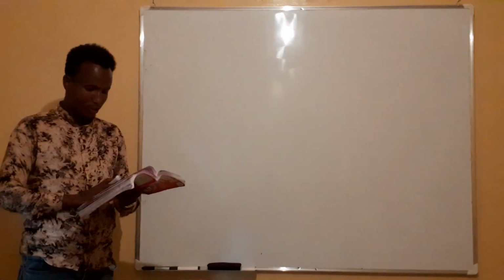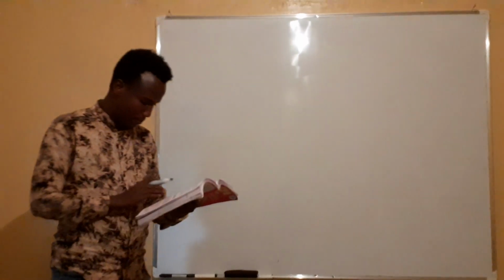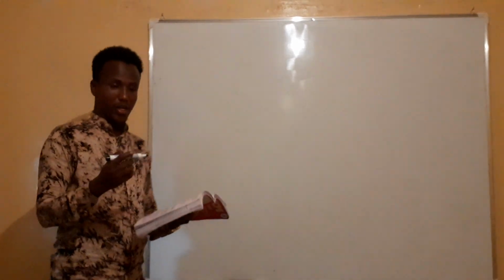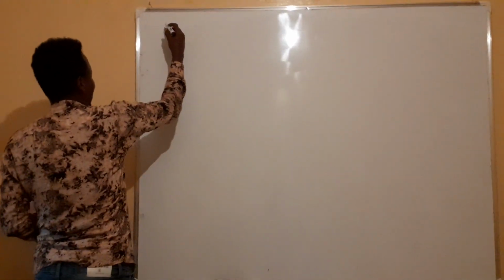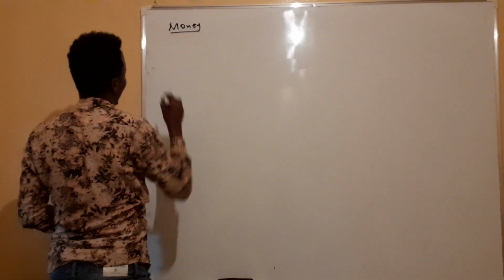Let's come back to my math concept. For now, we are going to do a math concept of primary. And we are going to start a chapter called Money. This chapter is very much examinable, and almost 12 questions will come from it.